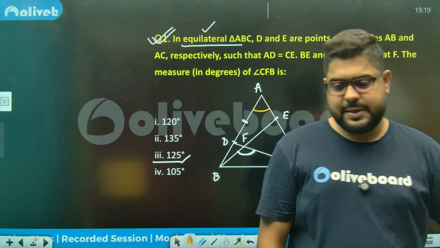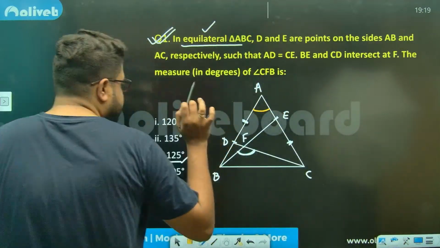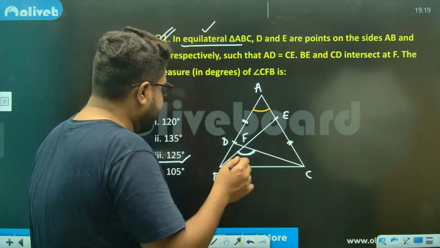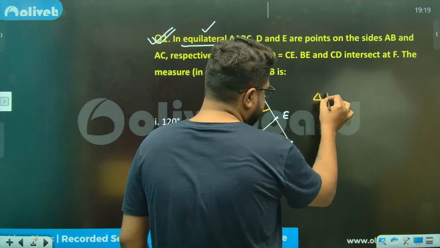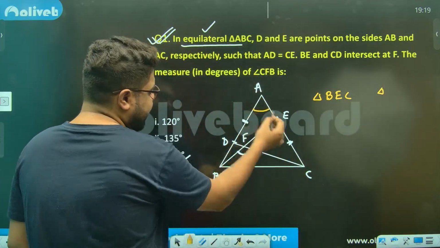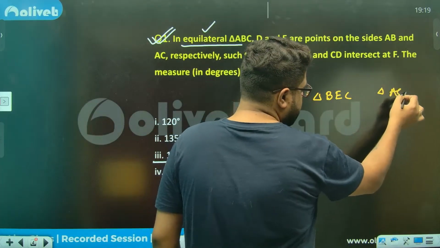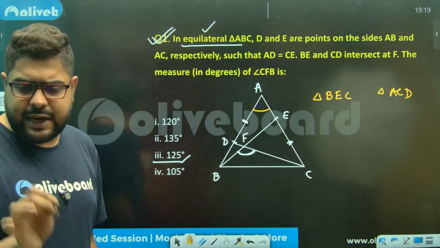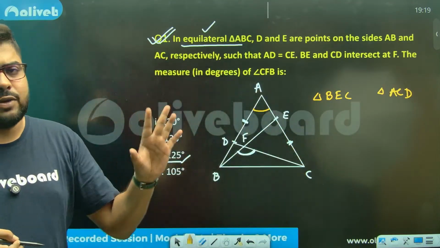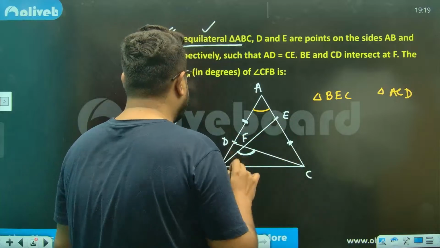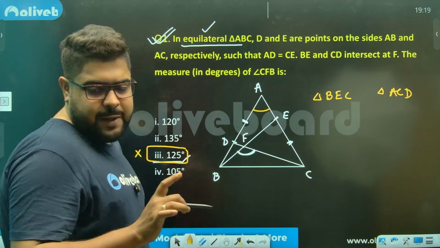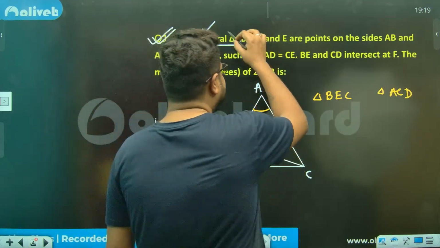Chal. Achha, sir. This question should be best approached using congruency. Sir, I'm taking the bigger triangle BEC, and from this side the bigger triangle ACD. If you want, you can take the smaller triangles as well, meaning ABE and CDB. That will also give you the same result. And Sagar, I don't think 125 is the correct answer. That's my gut feeling because of this equilateral thing.